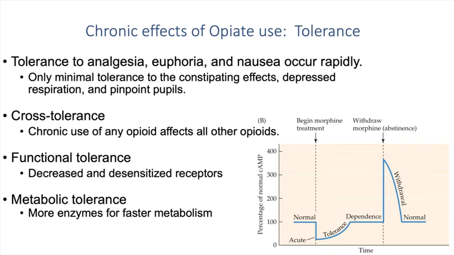So all of these are different mechanisms behind opioid tolerance. So as you can see, these multiple mechanisms are going to converge to create tolerance very quickly.